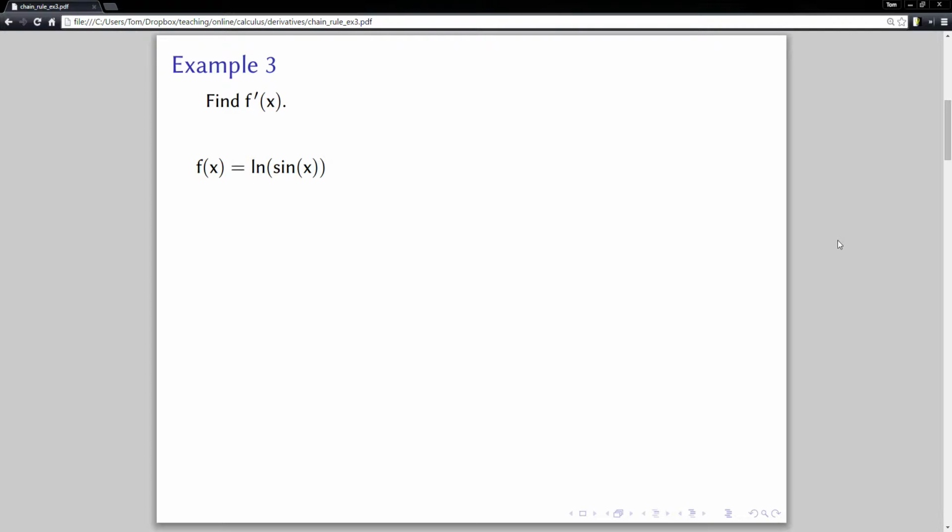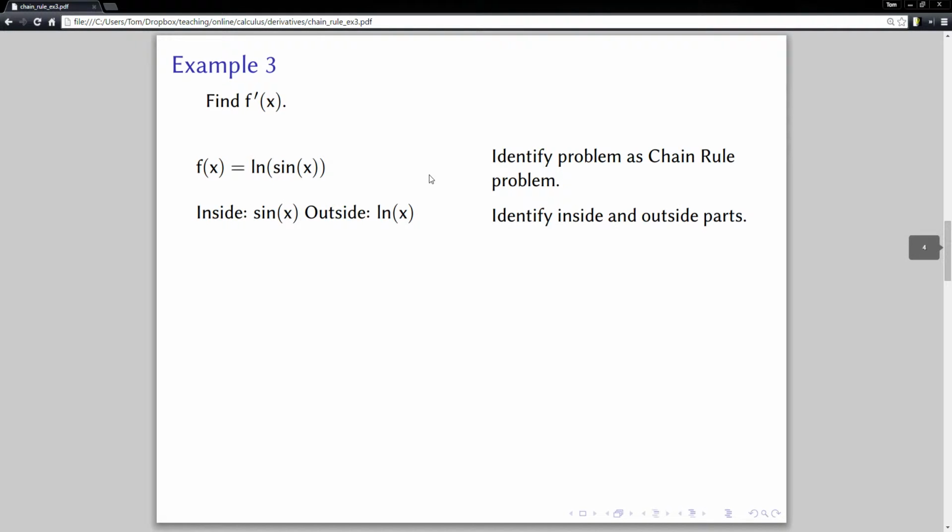So looking at this function, the first thing that you need to be able to do is to identify this problem as a chain rule problem. If it was just natural log of x, the derivative would be 1 over x, and so we would not have to use the chain rule. But you can see here, we're taking the natural log of something more complicated than just x. And anytime you have something more complicated than just x on the inside of another function, that's going to be a chain rule problem.